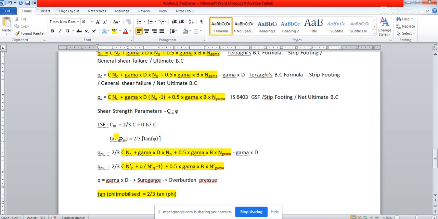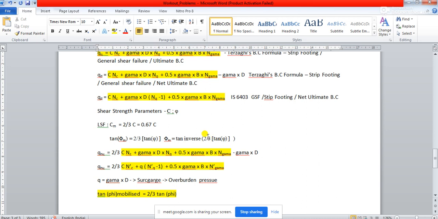So what will be the value of phi m? Phi m will ideally be equal to tan inverse, I am just writing this way, tan inverse of 2/3 tan phi. Is it clear now?